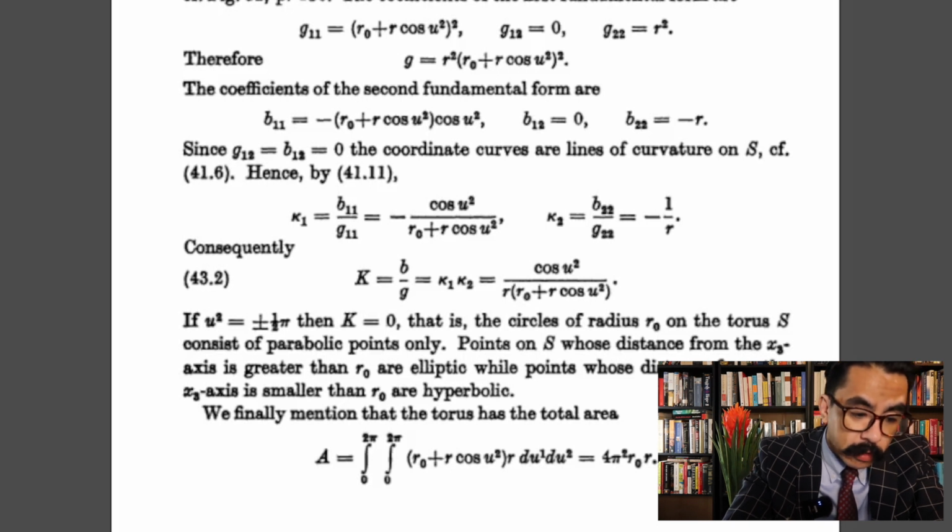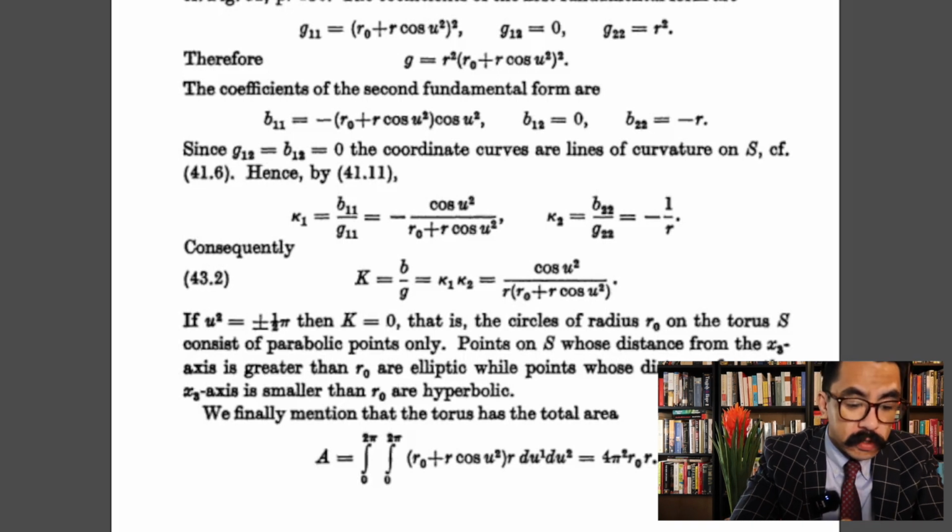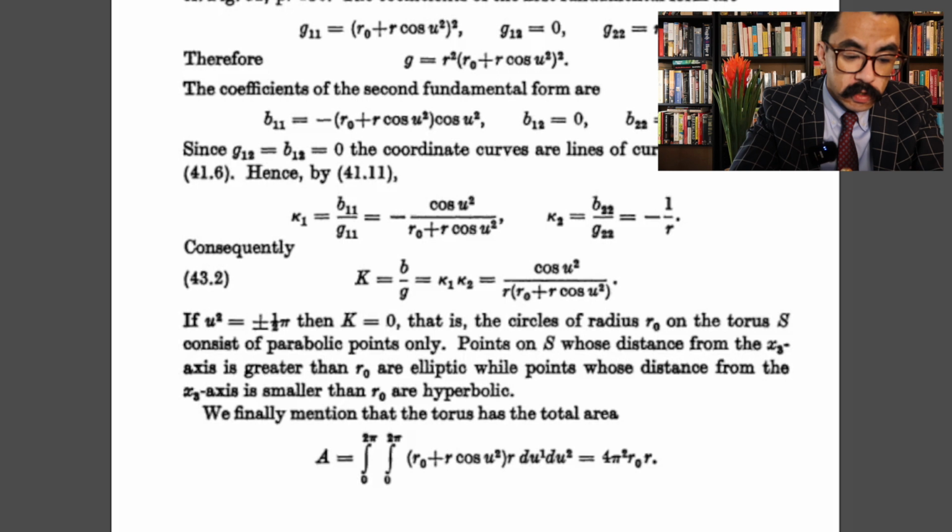Consequently, we have that K is equal to b over g, which is equal to kappa 1 times kappa 2, which then is equal to a fraction with the numerator cos u2 all over a denominator of r times (r0 + r cos u2). If u2 equals positive or negative pi over 2, then K equals 0. That is, the circles of radius r0 on the torus S consist of parabolic points only. Points on S whose distance from the x3 axis is greater than r0 are elliptic, while points whose distance from the x3 axis is smaller than r0 are hyperbolic.